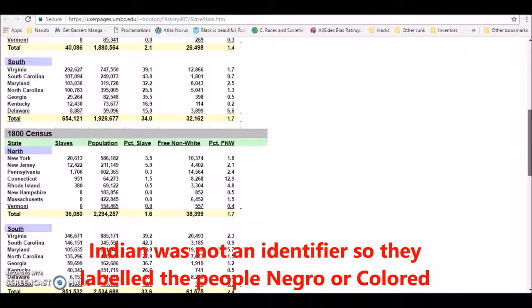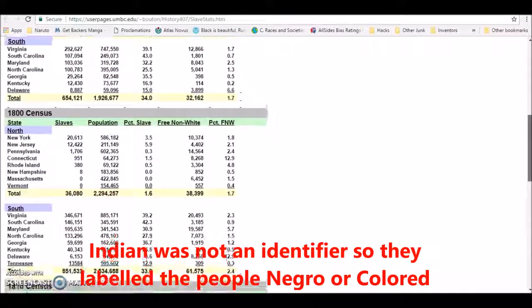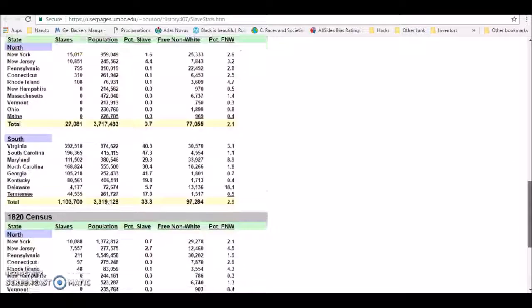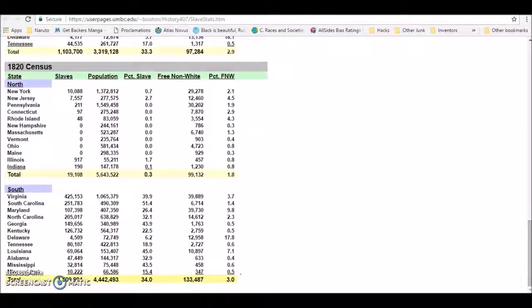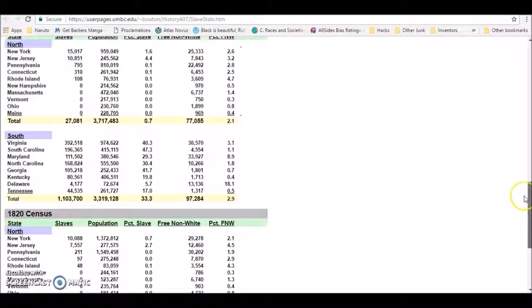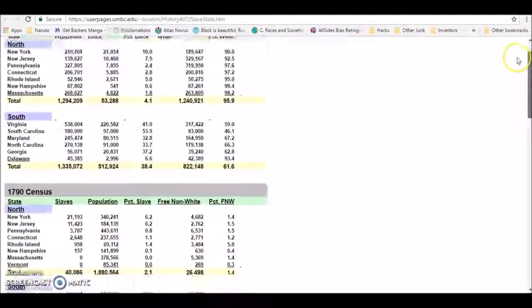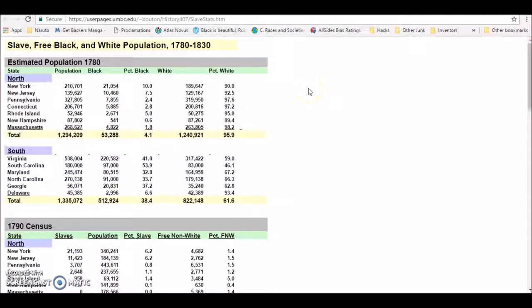All right, and this is what really happened. And you can see, they have a population of pretty much 100,000 people in 1820. Now remember, only 30,000 was brought over throughout the years. So as you can see, even the numbers do not add up.